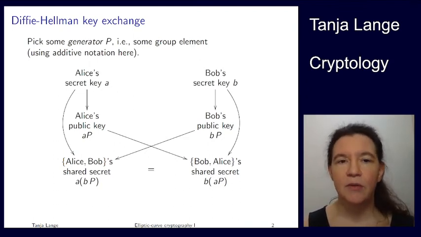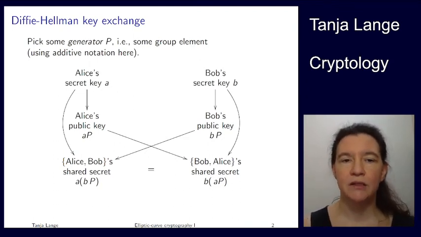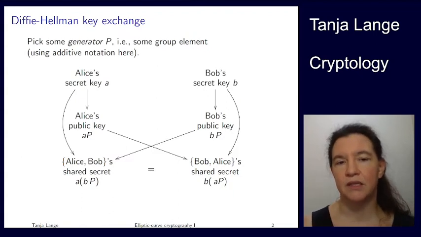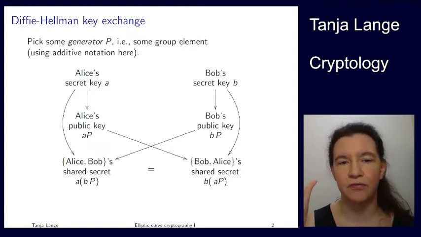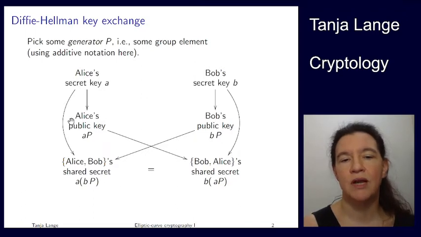And here's how Diffie-Hellman key exchange works. So Alice picks some secret that's an integer, lowercase a. So this is what Alice does privately at home. And then she computes a public key. And as I said before, public keys can be posted online. So she does this computation of A times P. And then this can be put online. So everybody, including Bob here, can see this A times P.